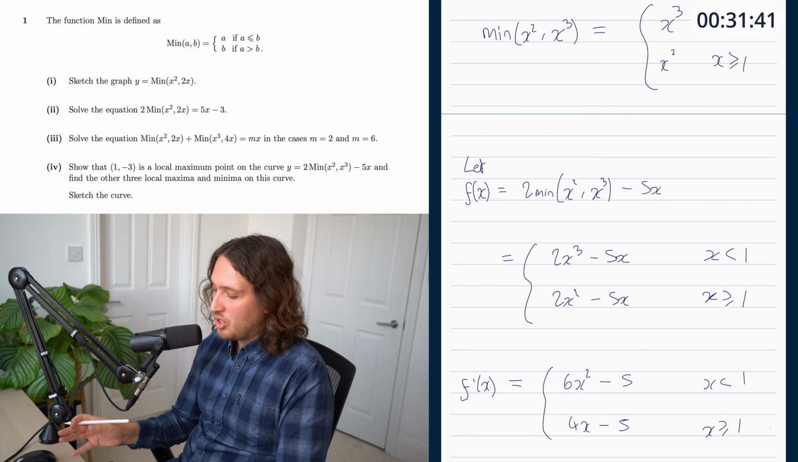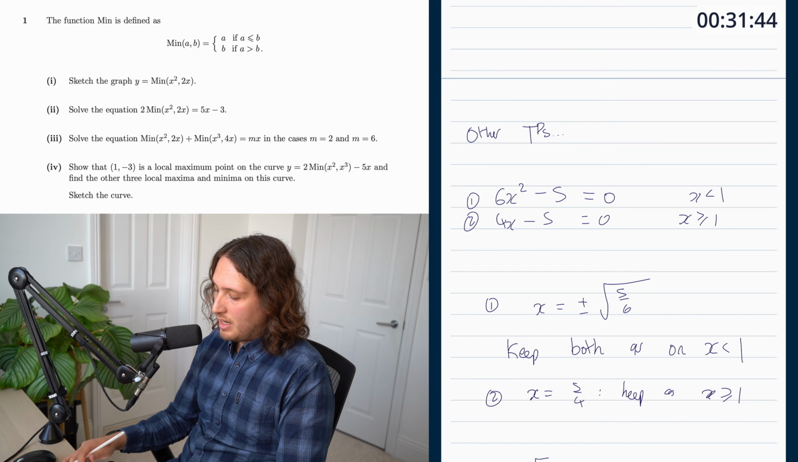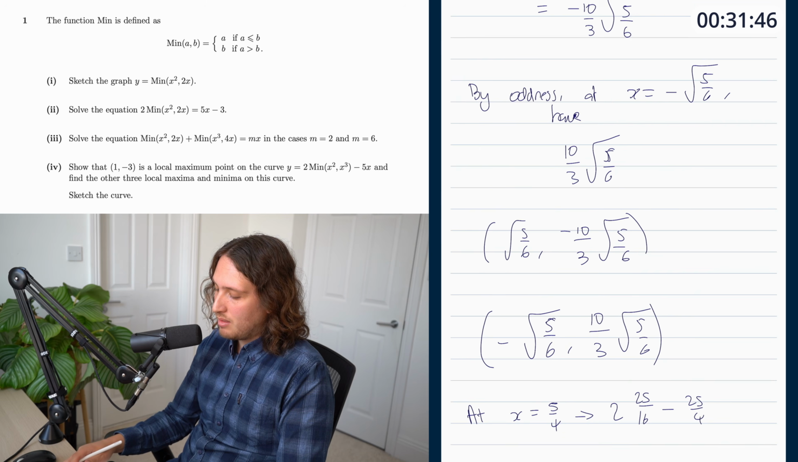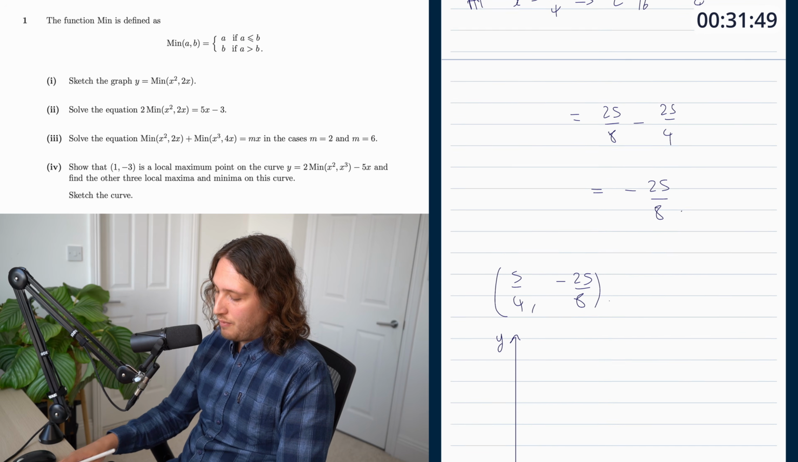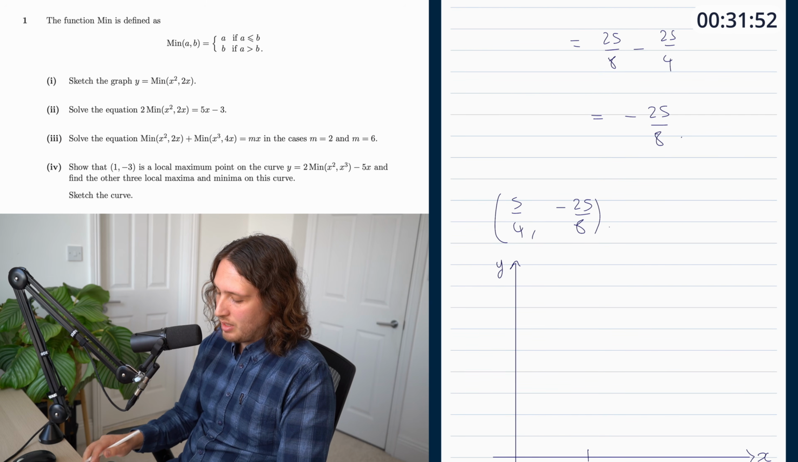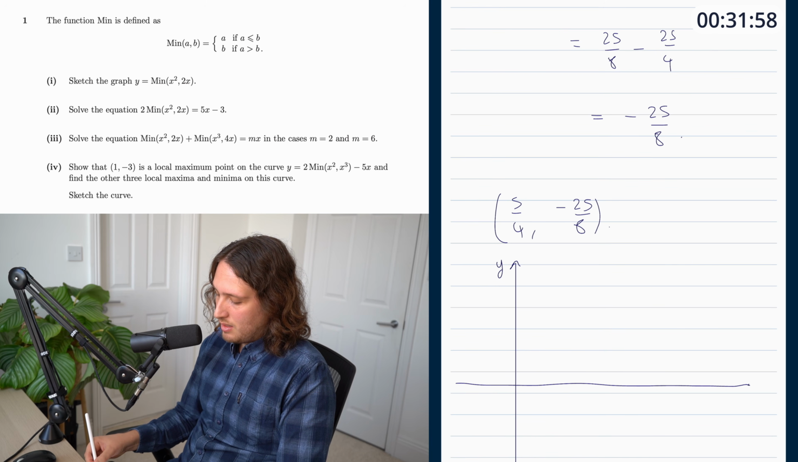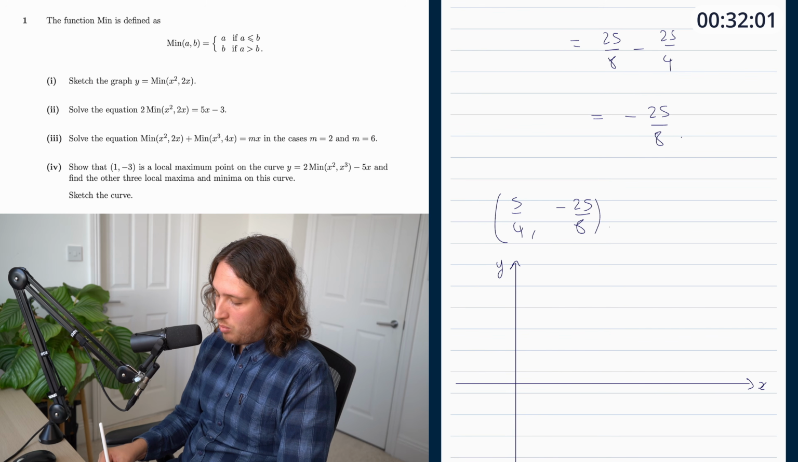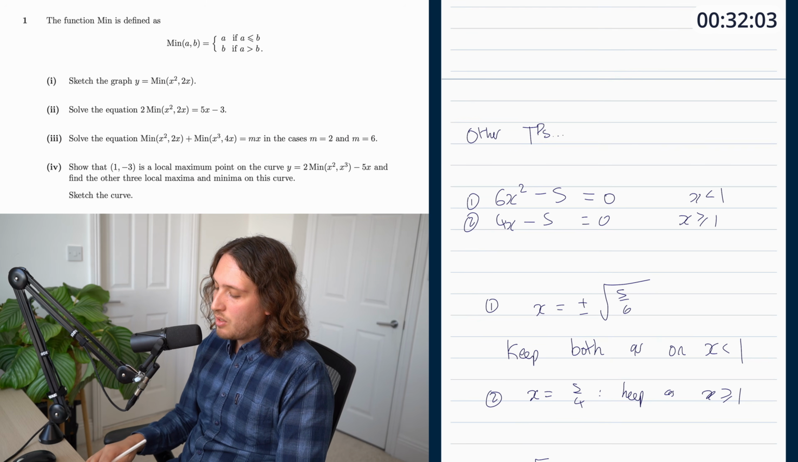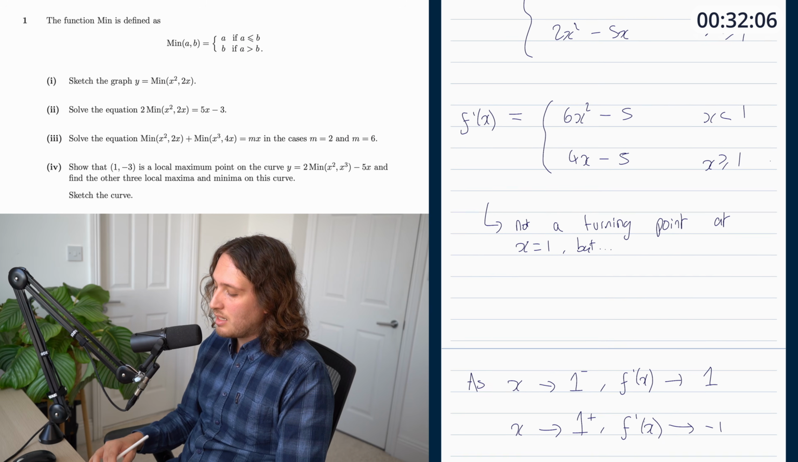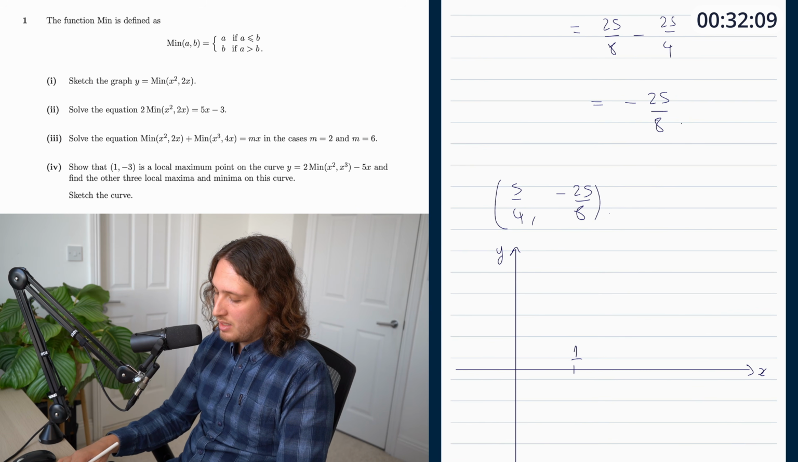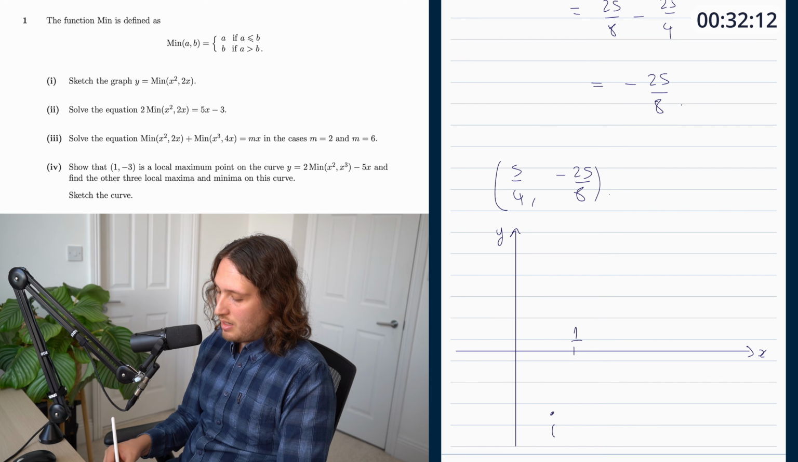So I've got a cubic type shape to the left of 1. And I've got my turning points. Well, I've got 1, which is at root 5 over 6, which is a little bit less than 1. And it's got a negative... Okay, I'm going to have to redo my x-axis to make a bit more space. So if I put 1 here, I've got an x coordinate slightly less and a negative y coordinate. So I'll mark down here the turning point root 5 over 6, minus 10/3 root 5 over 6.